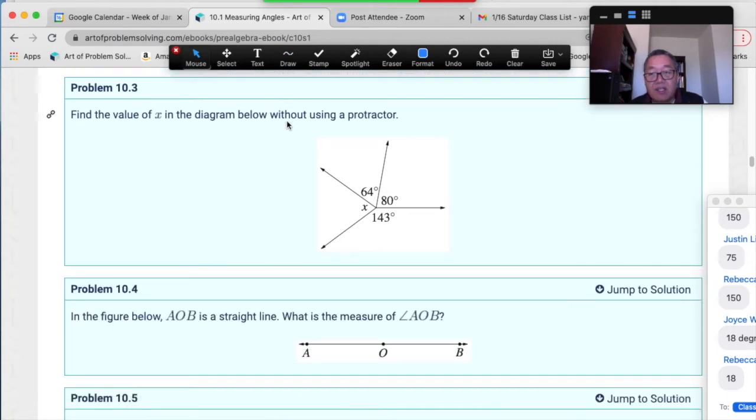Now let's see number 3. Here they ask you what is x. They give you all the other angles here, then they ask you what is x. Okay, everybody, can you send me your answer?